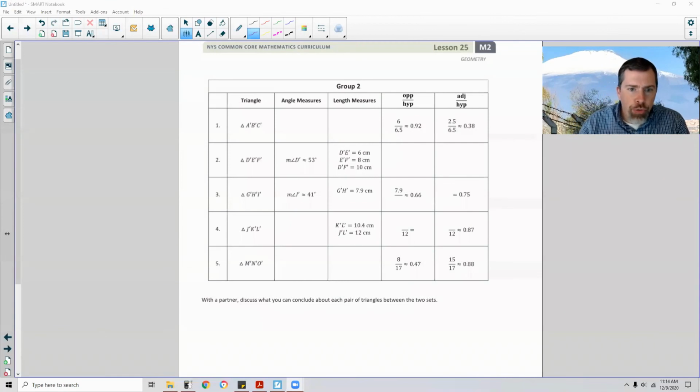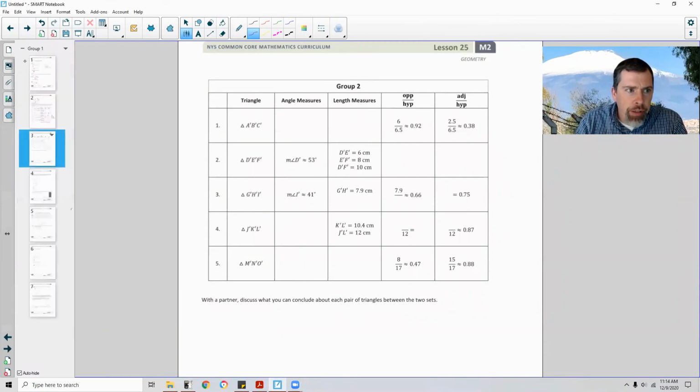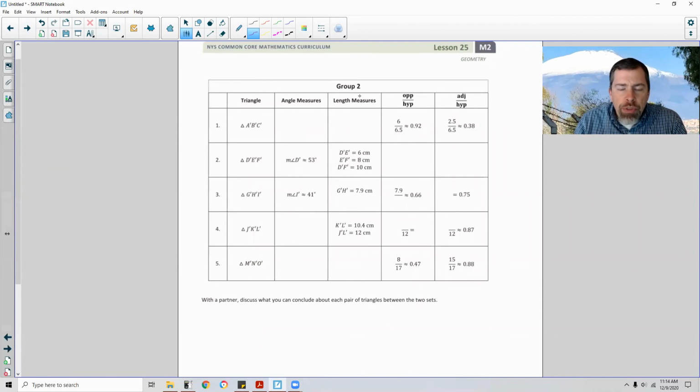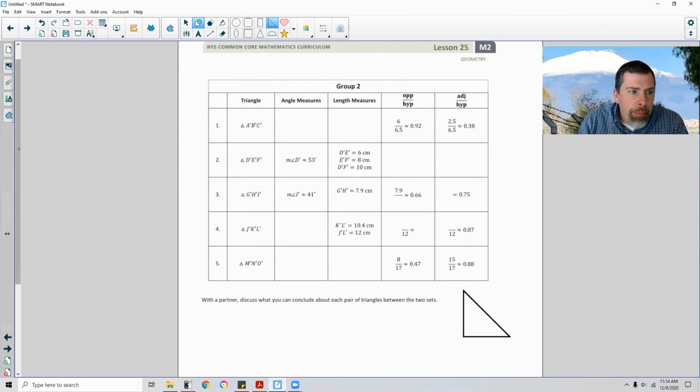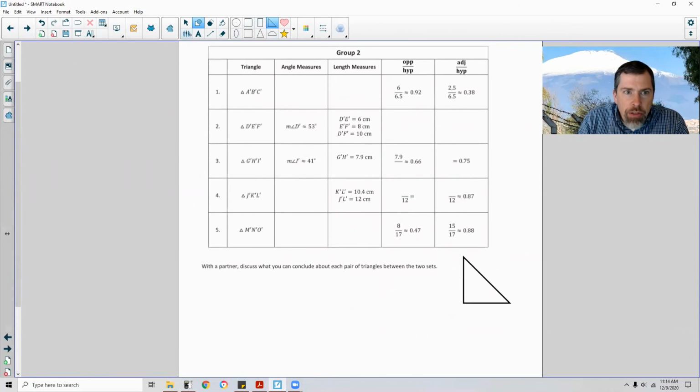Okay, this is page 3. So in the classroom setting, it was grouped. One group was going to do the last page, and the next group does another page, and then the partners discuss what you can conclude about the pairs of triangles between the two sets. So I'm just going to do these. We're not going to do any of those comparisons, and I'm going to speed it up a little bit because we've done these. I'm going to mark this as sine because that's opposite over hypotenuse, and this is cosine, which is adjacent over hypotenuse. So triangle ABC, I'm going to put the measure of angle A.